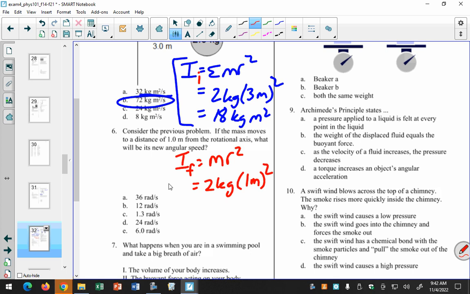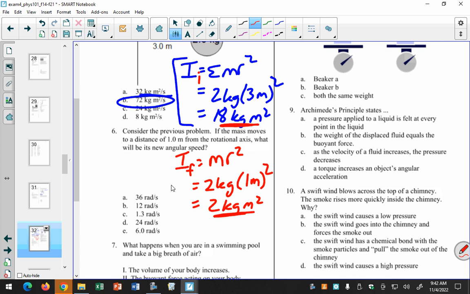And so that's going to be equal to 2 kilogram meters squared. So my moment of inertia has gone down by a factor of 9. That means that my speed is also going to change by a factor of 9. Do you think it's going to go up or down? Is my speed going to go up or down? No, my moment of inertia has gone from 18 kilogram meters squared to 2 kilogram meters squared.